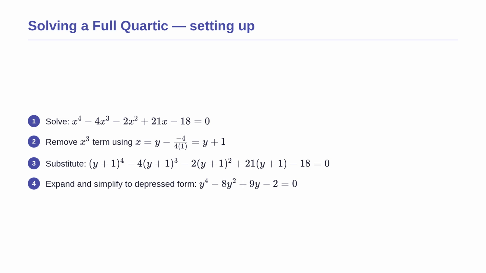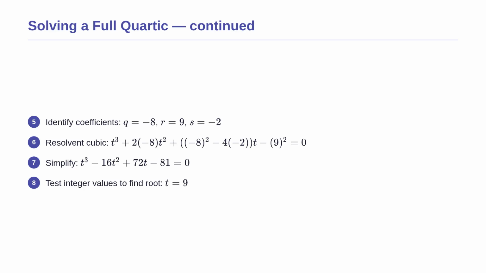Expanding these brackets requires patience, but after grouping like terms, the cubic terms perfectly cancel out, leaving us with a new depressed quartic in terms of y. From our new depressed quartic, we identify our coefficients. Q is -8, R is 9, and S is -2. We plug these into the resolvent cubic formula.